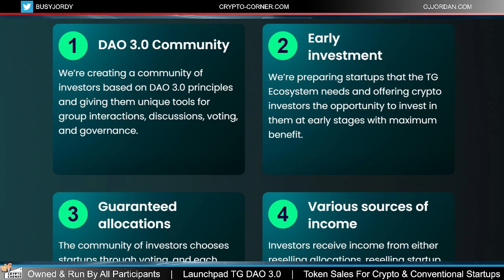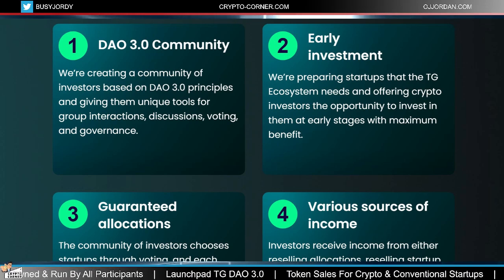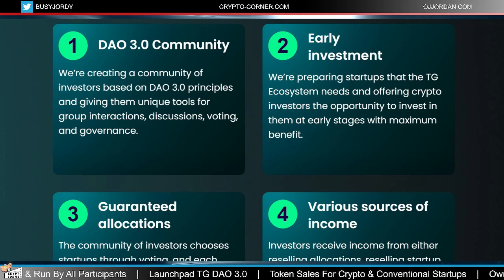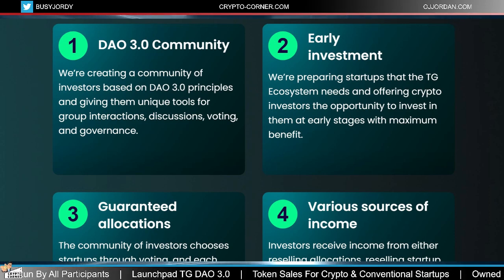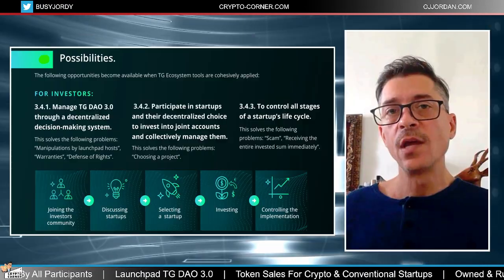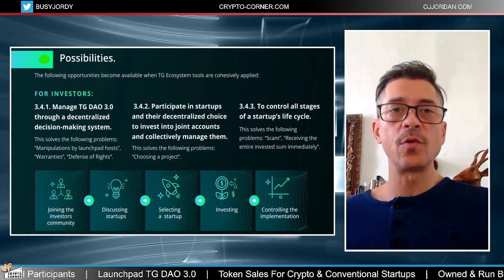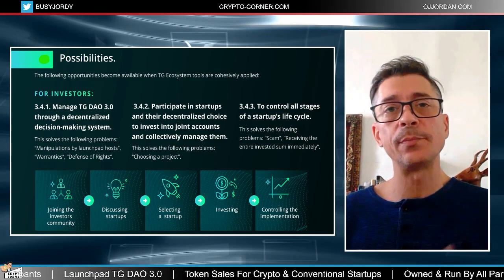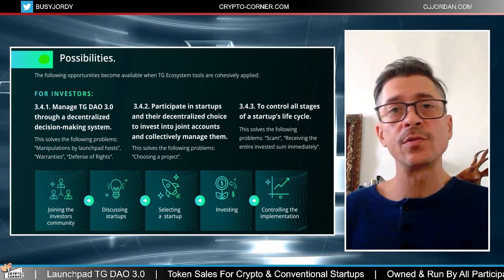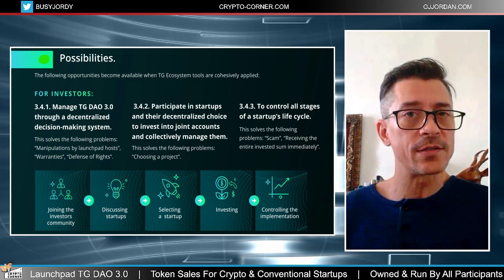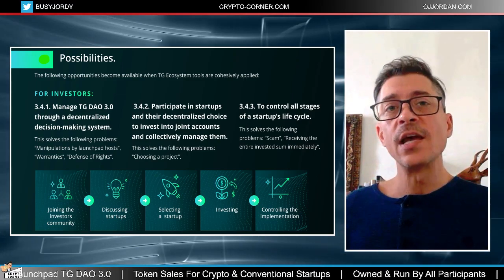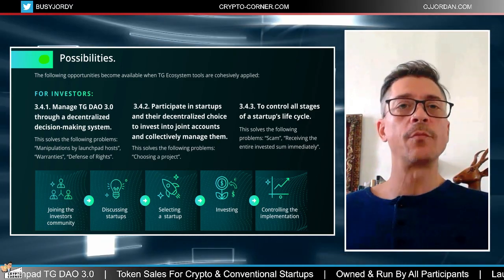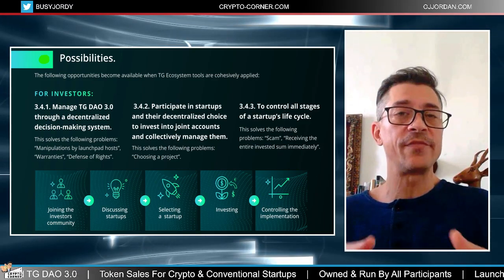This approach ensures that decisions made are more balanced, and only decisions suitable for everyone and not just the main token holders will be made. The rule, the more tokens you have, the more weight you hold, does not work here. At TG DAO 3.0, the opinions and votes of participants do not depend on the size of their wallets. This is one of the main values distinguishing this project from other launchpads, and the reason I'm featuring it here on Crypto Corner.